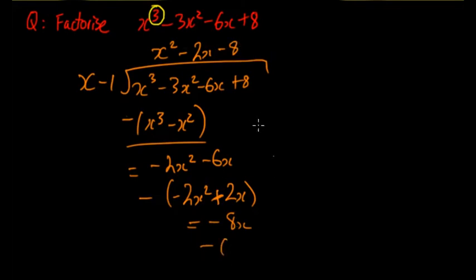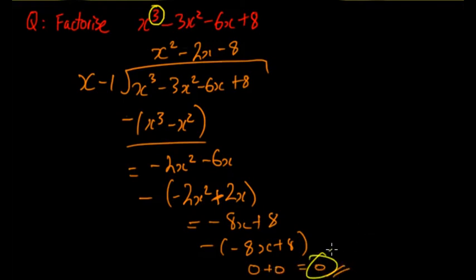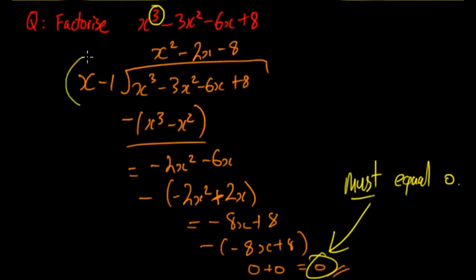Then bringing that plus 8 down, bringing that across, we get -8x + 8. Minus -8x + 8 is 0, so 8 minus 8 is 0, so plus 0, which is just equal to 0. And then that always has to equal 0, because we're dividing by x minus 1, which we've already shown is a factor. So we now have the quotient.